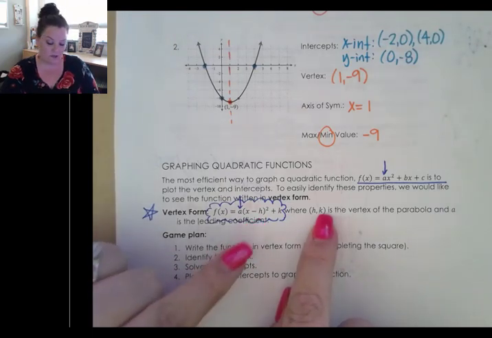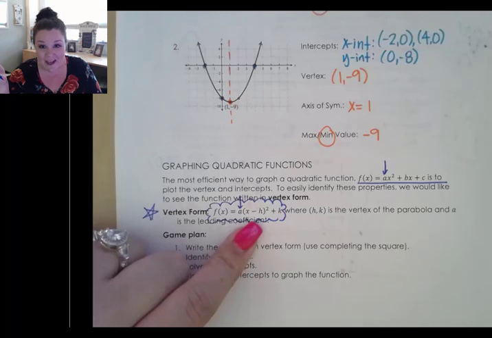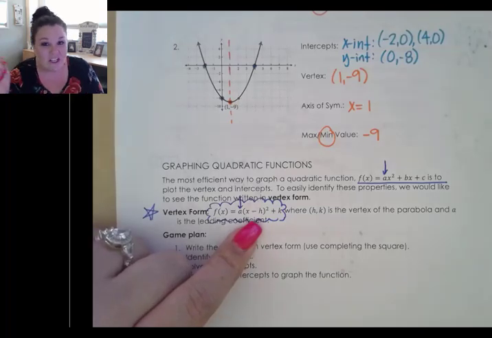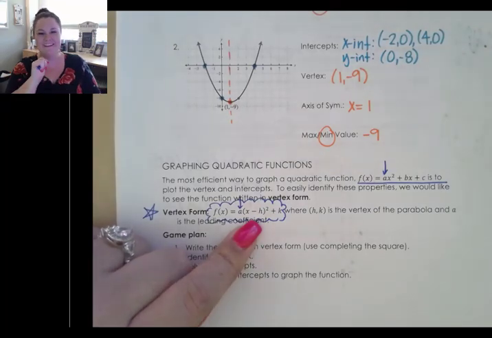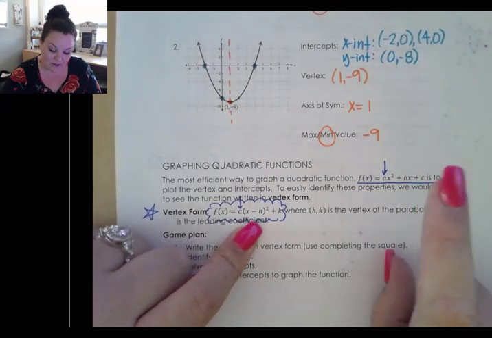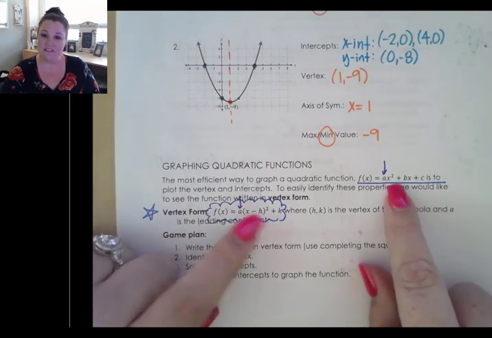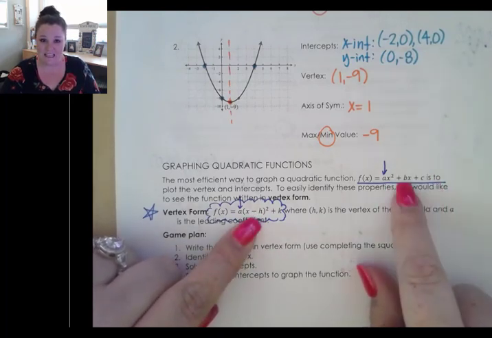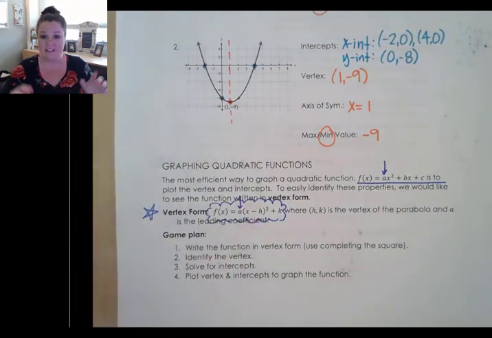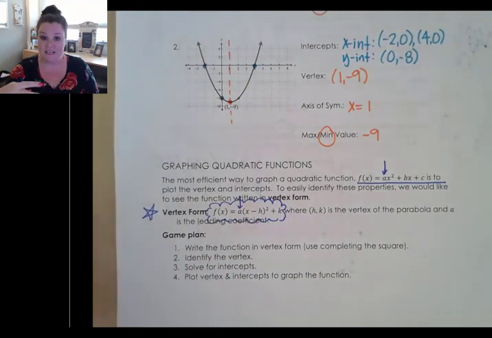Okay, all right, so the question on everyone's mind is, what's the question on your mind right now? So the question is, how do we go from how our quadratic formula normally looks to how it looks in vertex form? How do we change it from looking like this to looking like this? And the answer is simple. We use completing the square.